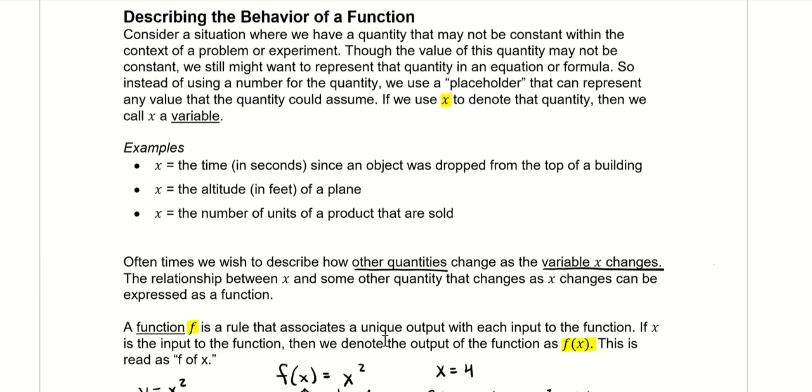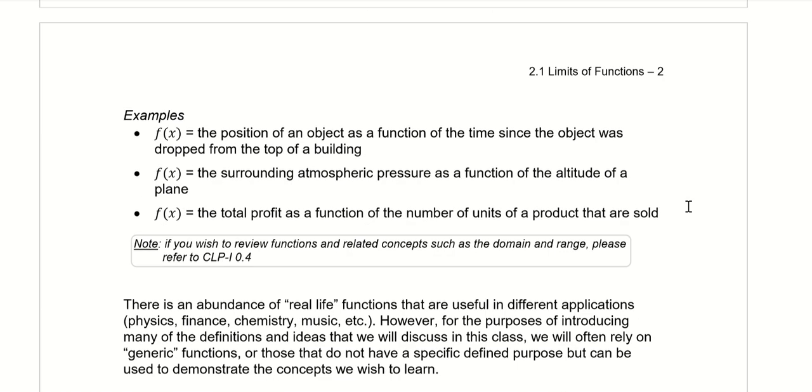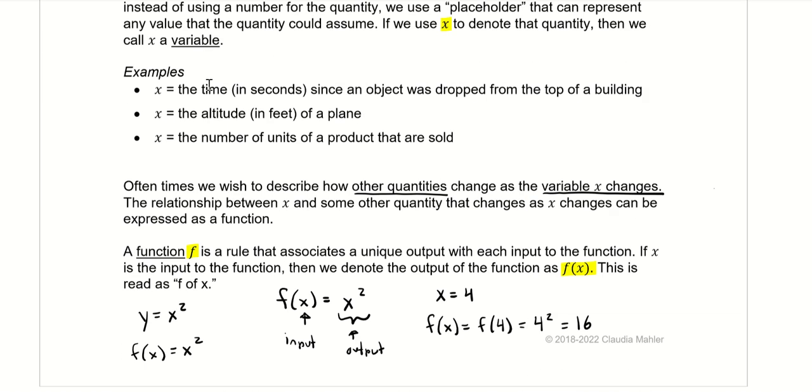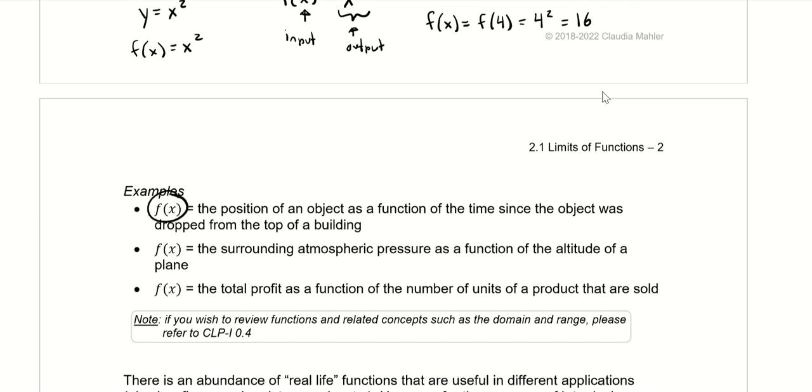So those examples that we saw up here, where we were talking about just different inputs, different types of x's, different types of variables, we can also talk about associated functions for those variables. So if x is the time since an object was dropped from the top of a building, we could think of a function where we give it a value of x. So for example, maybe the function f of x is the position of an object as a function of the time x since the object was dropped.